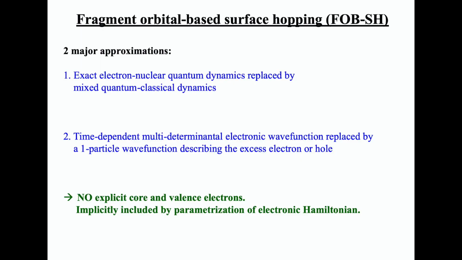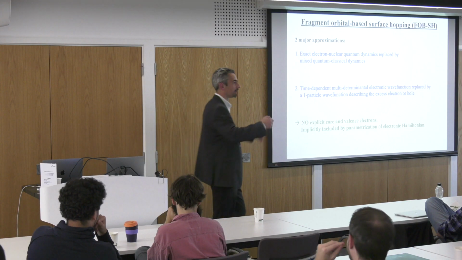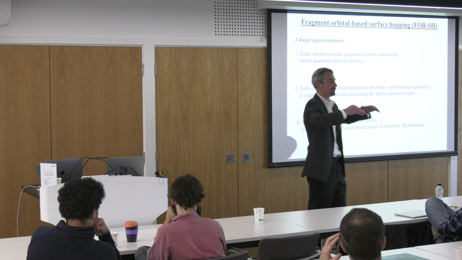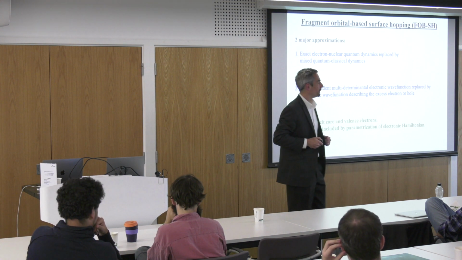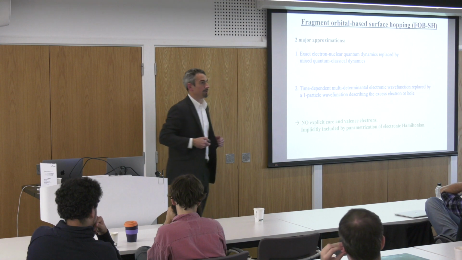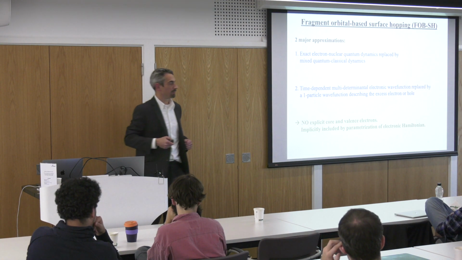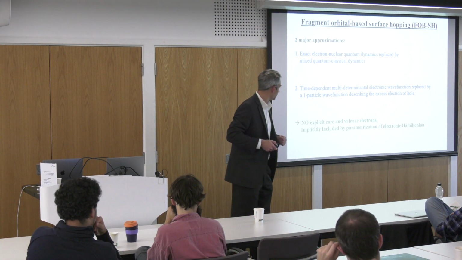The second approximation concerns the electronic structure. The time-dependent multi-determinantal electronic wave function is replaced by a one-particle wave function describing the excess electron or excess hole. So the correlation between the electrons, which is a very tough problem in quantum chemistry, we don't treat explicitly, but only implicitly.